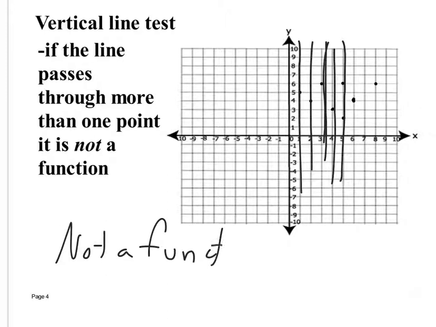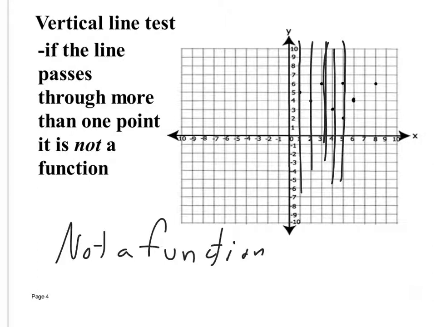Not a function. And if it says explain, then go ahead and explain. I'm not going to save time. We already know how to explain. You would say it fails the vertical line test because 5 has 2 points going through it. Or something like that. Just give me a reason why it's not a function.